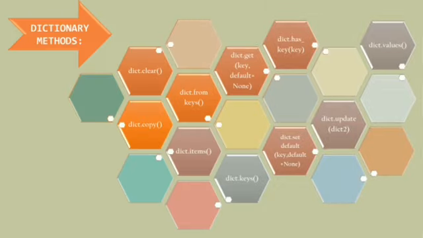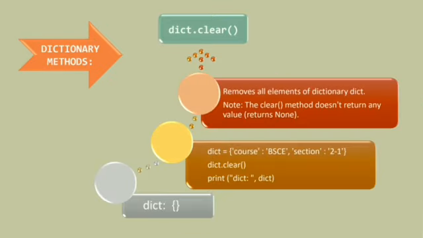Python includes the following dictionary methods: dict.clear, dict.copy, dict.fromkeys, dict.items, dict.get(key, default=None), dict.has_key, dict.keys, dict.setdefault(key, default=None), dict.update(dict2), dict.values. One, dict.clear. This method removes all elements of dictionary dict. Note, the clear method doesn't return any value, it returns None.